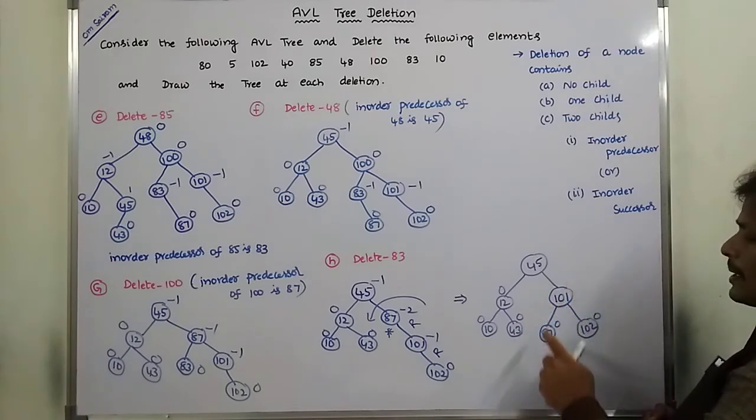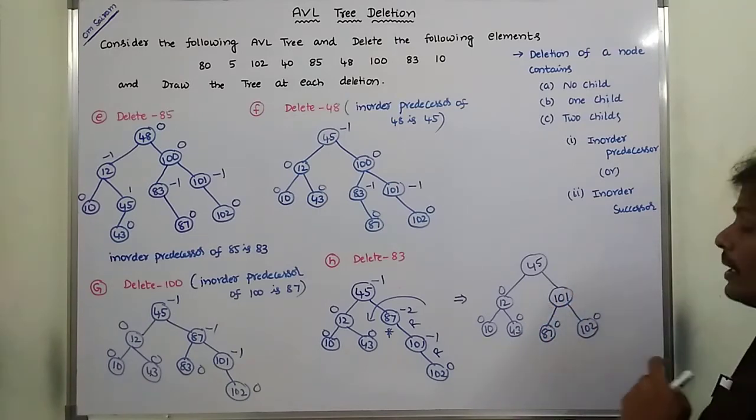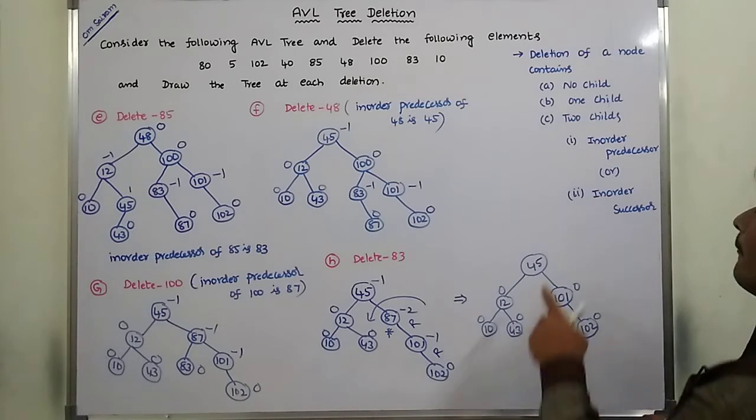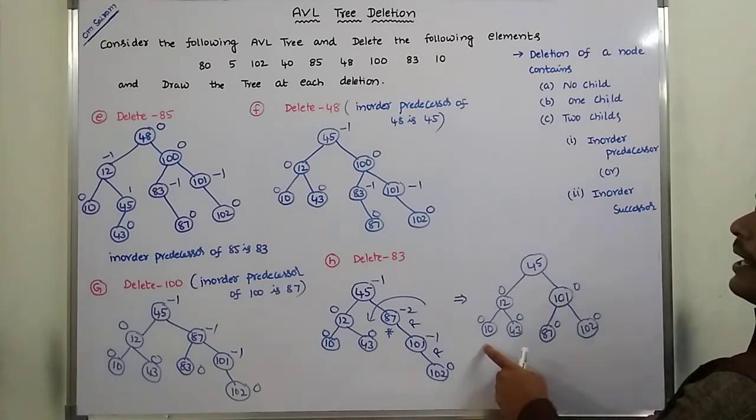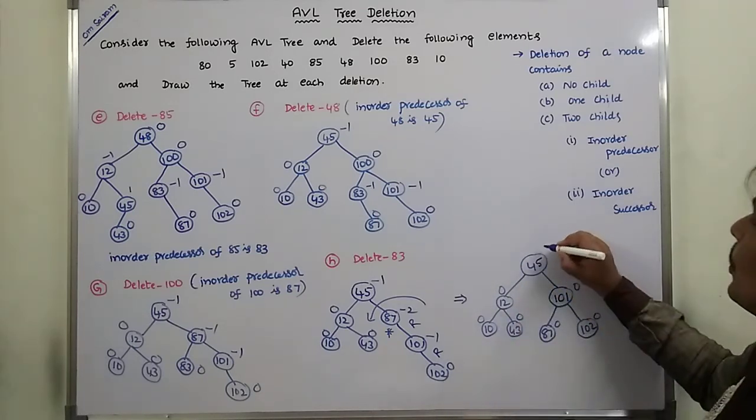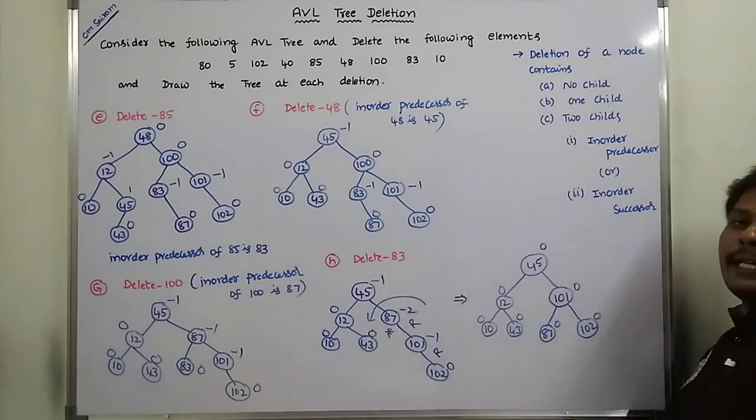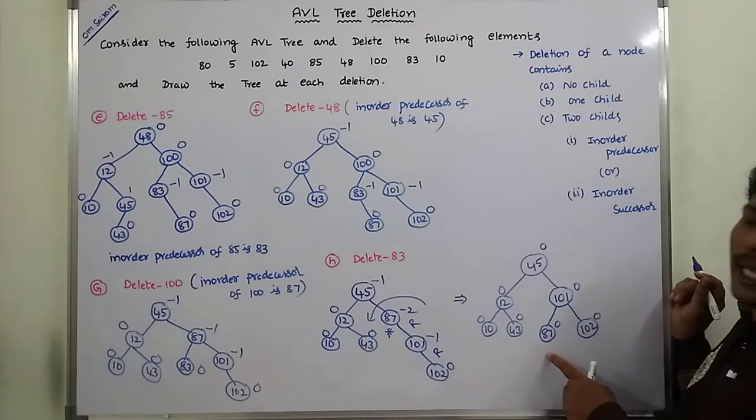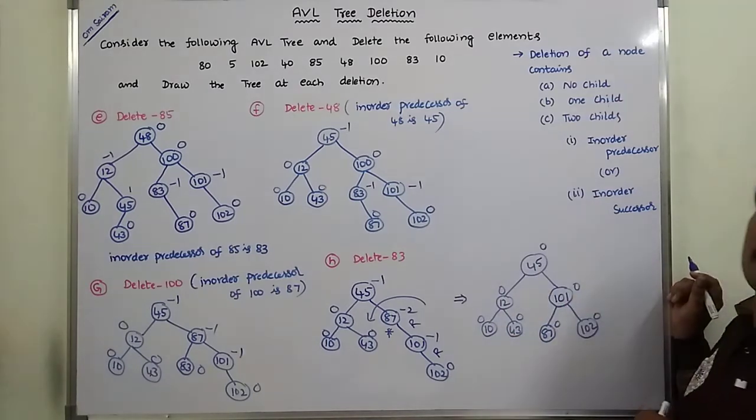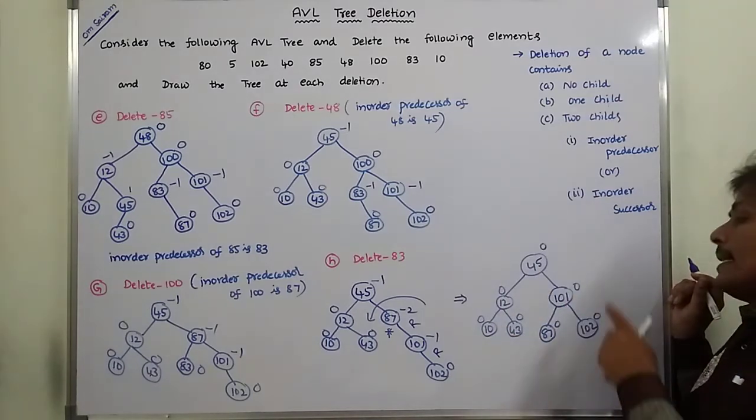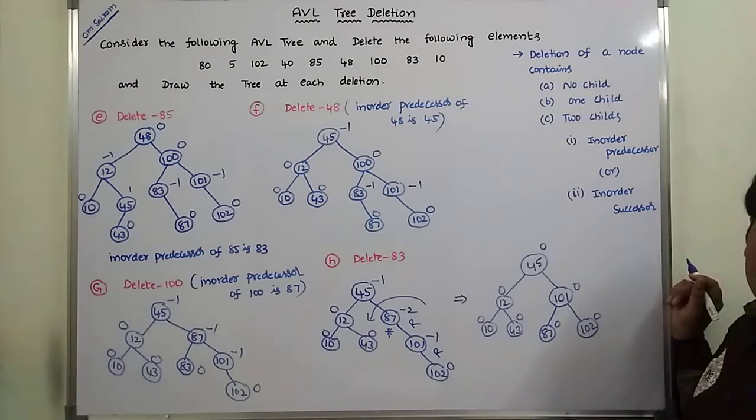For this one, left subtree height is 1, right subtree height is 1, 1 minus 1 is 0. For node 45, left subtree height is 2, right subtree height is 2, 2 minus 2 is 0. After deleting 83, this is the tree we are getting. In this tree, all the balance factors are 0. Now it is a valid AVL tree.